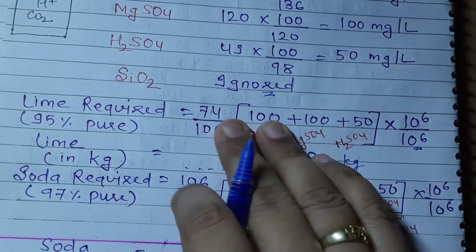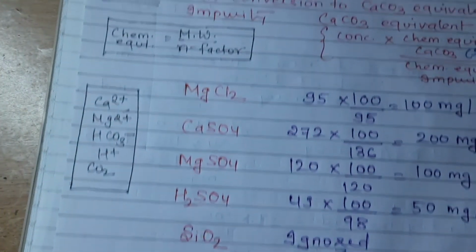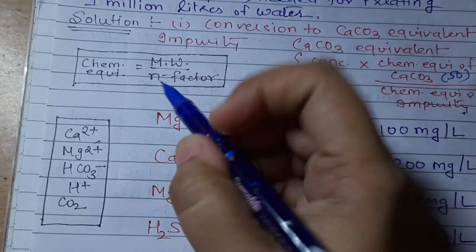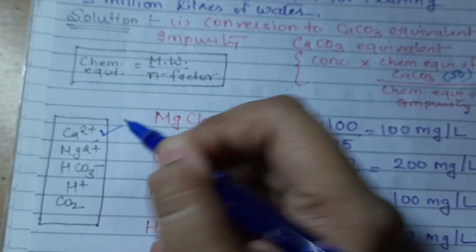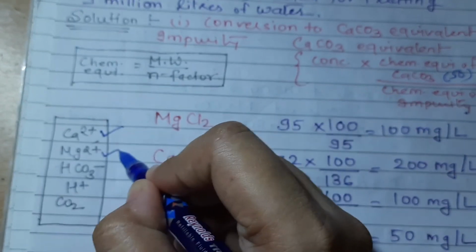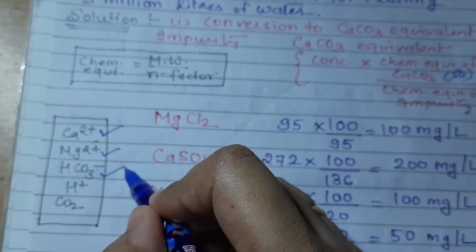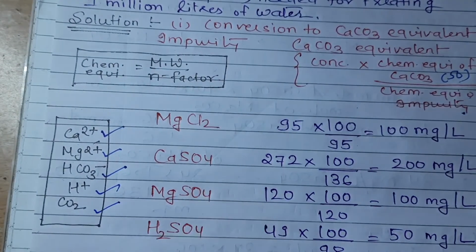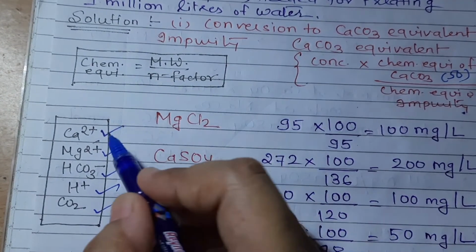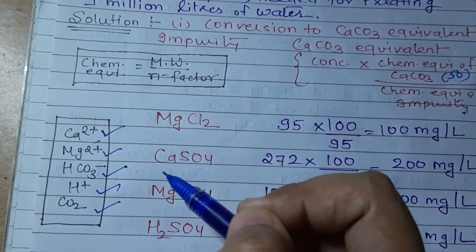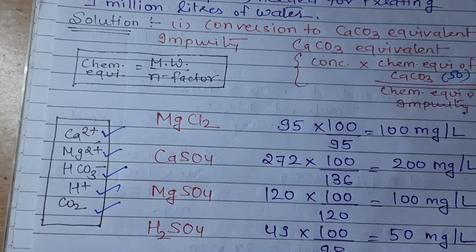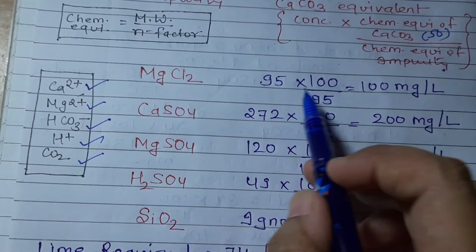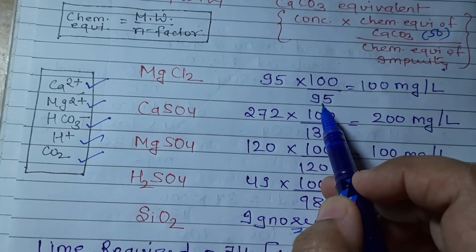Now this is a very simple example of lime soda calculation. Generally, I would like to mention that in some numericals impurities are given in the form of calcium dipositive ion, magnesium dipositive ion, bicarbonate ion, H plus, CO2. And what will you do when concentration is given for these quantities? All this calculation will be the same. The only thing that will change is the conversion into calcium carbonate equivalent.